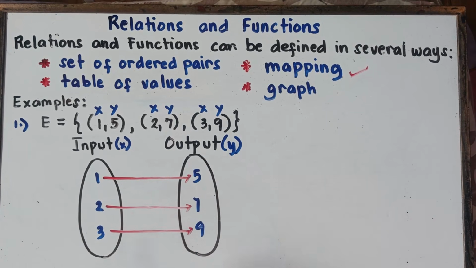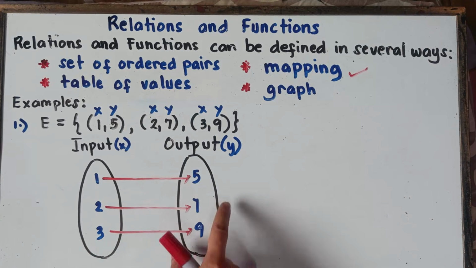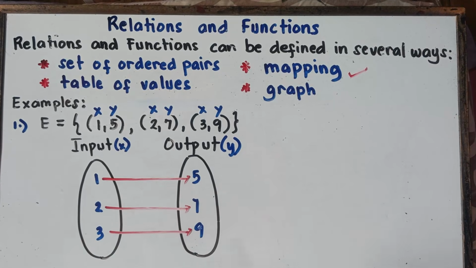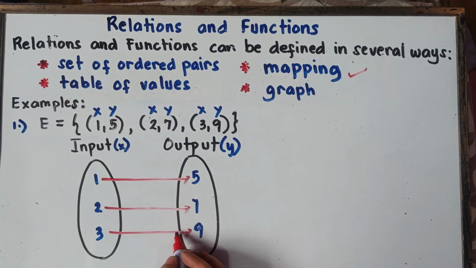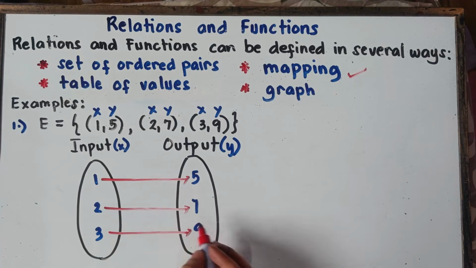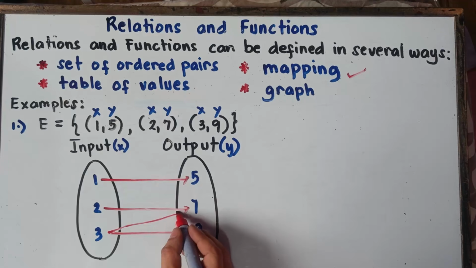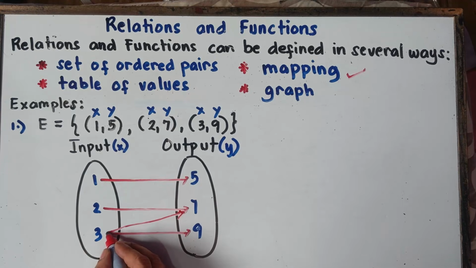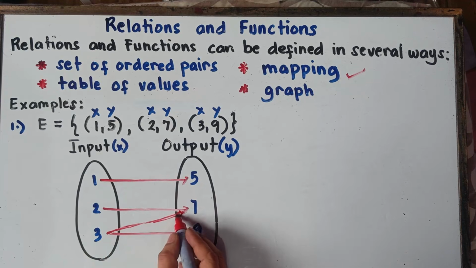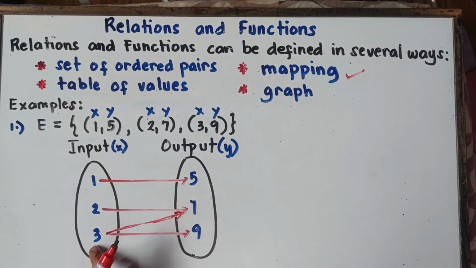Now, if one input has 2 or more arrows pointing to different outputs, it will not be a function. Just as an example, if input 3 has another arrow pointing to another output, it will not be a function because input 3 corresponds to different outputs.